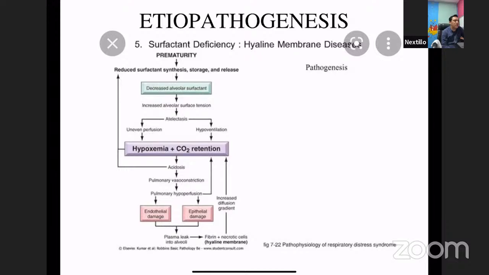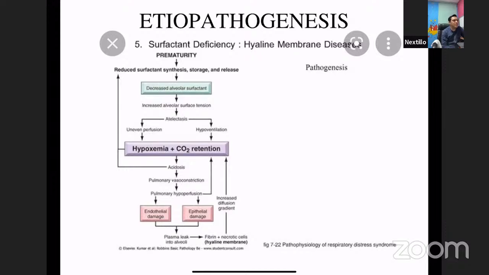So as you all can see, the main pathogenic factors are, first of all, decreased surfactant. Then because of this, there is atelectasis and VQ mismatch. VQ mismatch further leads to hypoxemia and CO2 retention. CO2 retention will cause acidosis. Acidosis will cause vasoconstriction and hypoperfusion, further causing endothelial and epithelial damage and leading to formation of a hyaline membrane. And this hyaline membrane can cause further increased diffusion gradient, and this vicious cycle will continue.